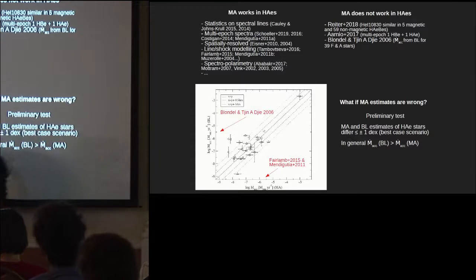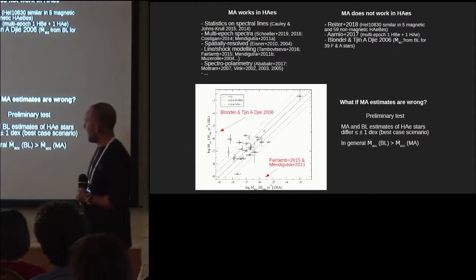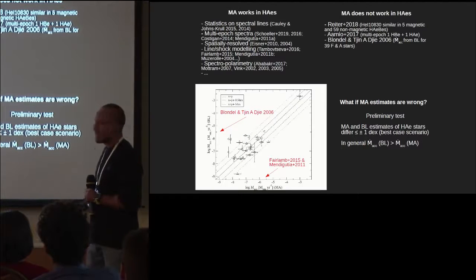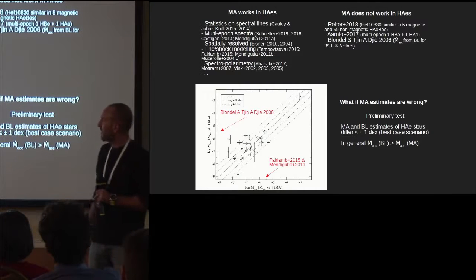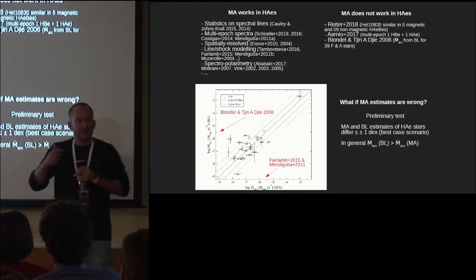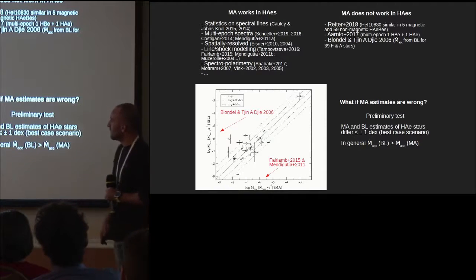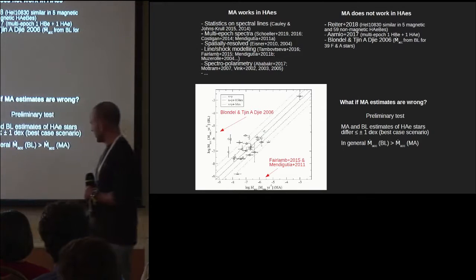So in this plot I have plotted the boundary layer measurements from Blondel and Thénardier versus the magnetospheric accretion estimates from our papers. I have chosen the best case scenario, meaning that within errors in our papers and in the Blondel and Thénardier papers, I tried to make them as close as possible. So in this best case scenario, the magnetospheric accretion and boundary layer estimates of Herbig Ae stars differ by less than 1 order of magnitude in most of cases, although there are obviously outliers.